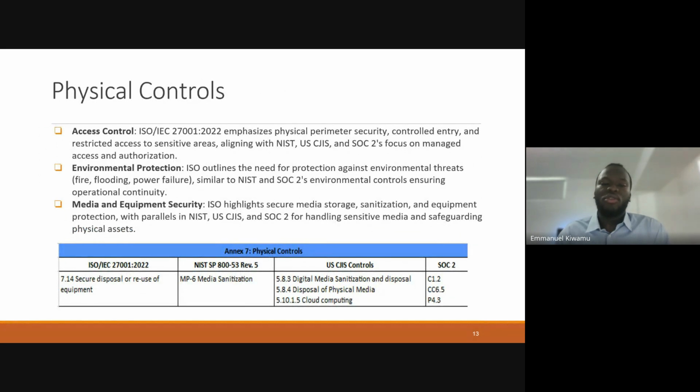And in physical controls, ISO emphasizes the need for physical perimeter security, which involves controlled entry and restricted access. We could also see this aligned in the other 3 standards, where they also focus on managing access and ensuring authorization before access is granted. All the standards also emphasize the need for handling sensitive media and sensitive information. As you can see here, ISO has a control for secure disposal and reuse of equipment, which maps to different controls in the other standards that we mentioned.